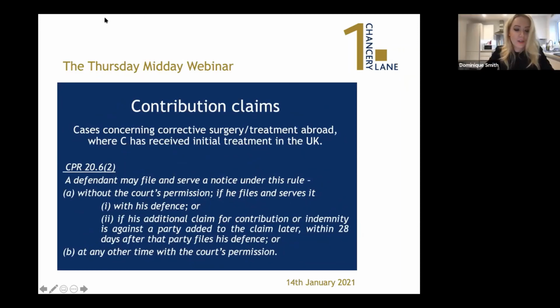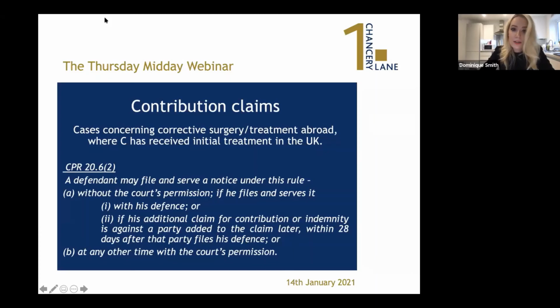Thanks, Andrew. I thought it was quite helpful to touch briefly on contribution claims. You may want to consider a contribution claim under the Civil Liability (Contribution) Act if you're acting for a defendant. You normally see these cases where a claimant has had treatment on the NHS in this country, is not satisfied with the outcome, and has gone abroad for corrective surgery, which has actually made things far worse. If you're acting for an NHS trust or for doctors who performed the initial surgery in this country, you may want to consider bringing a contribution claim against either the clinic or the doctors in the other jurisdiction who have made matters worse.